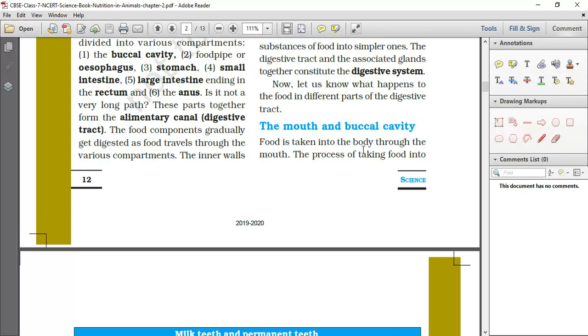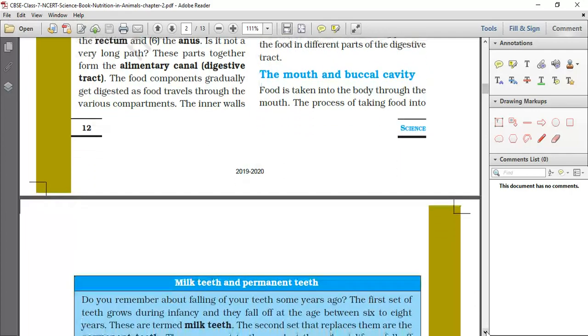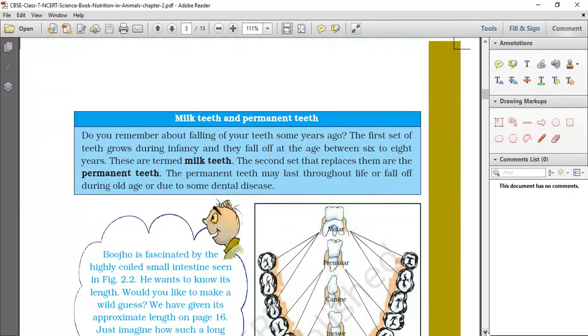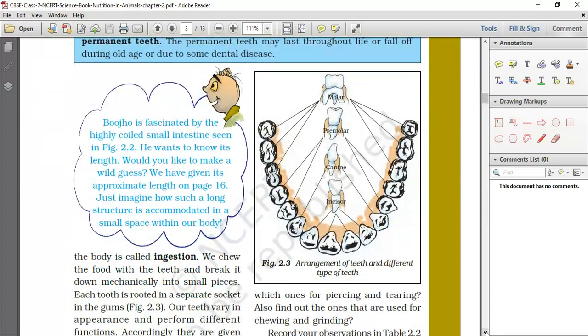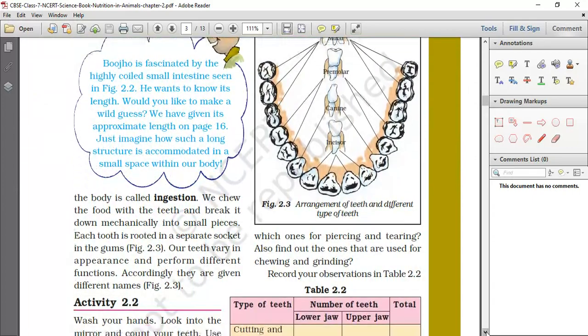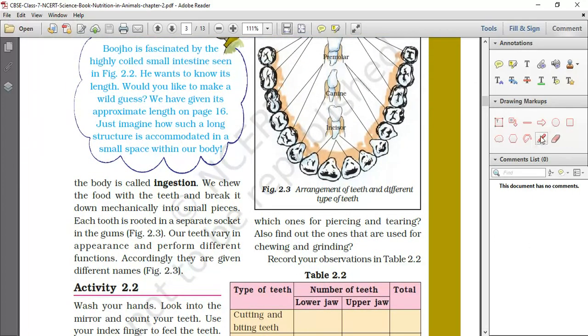Food is taken into the body through the mouth. The process of taking food into the body is called ingestion. So ingestion is the process of taking food from the mouth into the body.